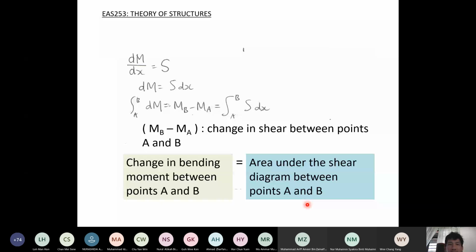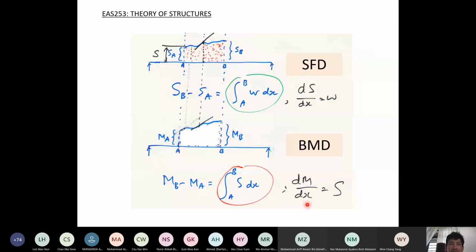So let's show it in diagram form again. We have obtained the shear force diagram, and the area under the shear force diagram between A and B is this red dotted area here. The equation I showed in the previous slide shows that the difference in bending moment between points A and B, which is MB minus MA, the change in bending moment, is equal to the area under the shear force diagram between points A and B. And the slope of the bending moment diagram at a particular point is equal to the corresponding shear at that point.